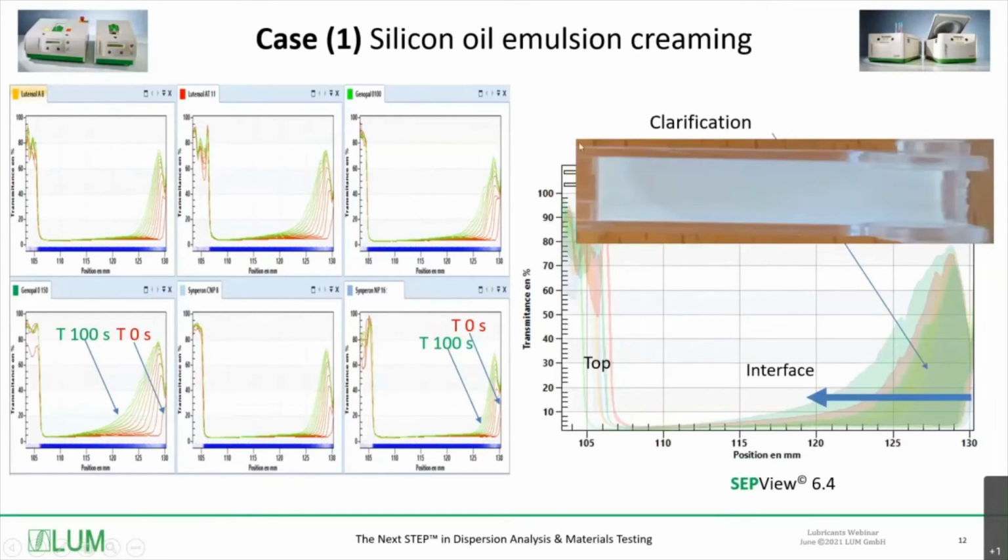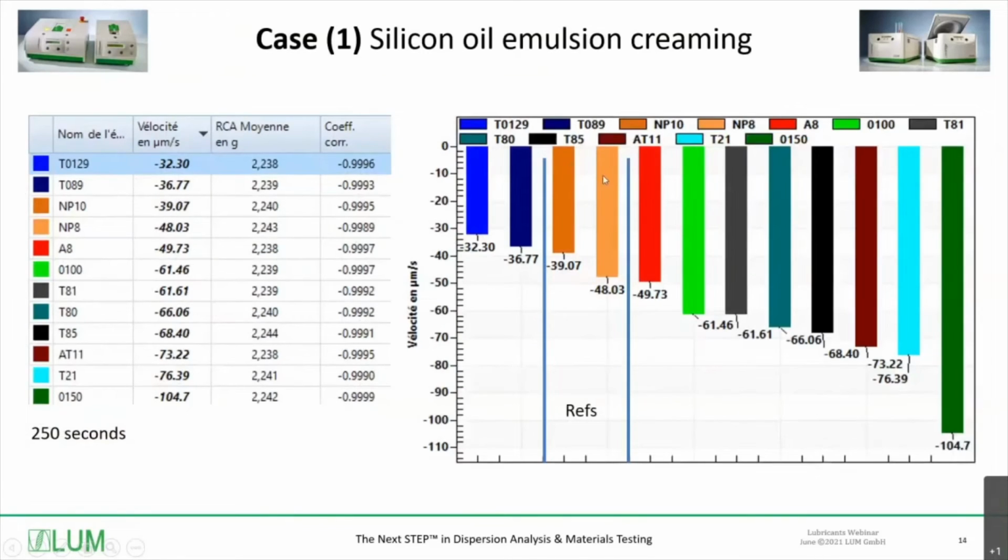Just to give you an idea how it looks like, the milky emulsion was at the beginning white, and whilst the droplets are moving to the top, the bottom part is clarifying. Here you have the reference emulsions, and using a quantitative value on the creaming, you can say, okay, using those two surfactants, we have almost the same or even better robustness regarding the creaming. In simply 250 seconds, you can have a quantitative way to quantify the robustness.